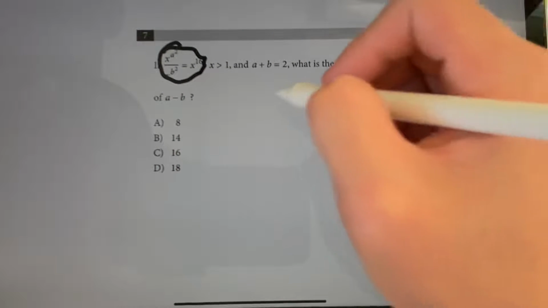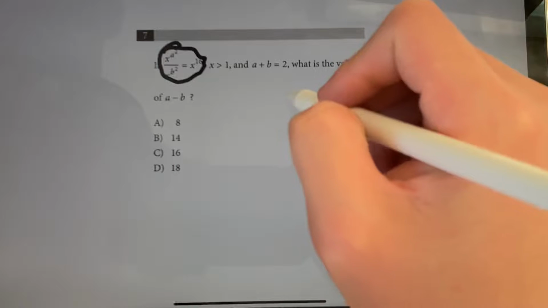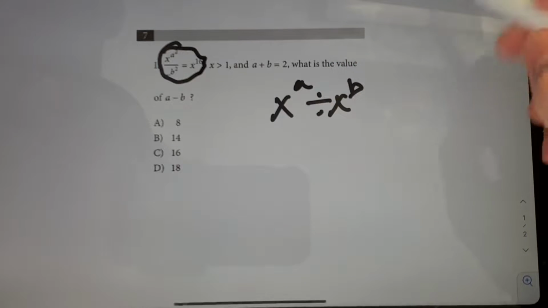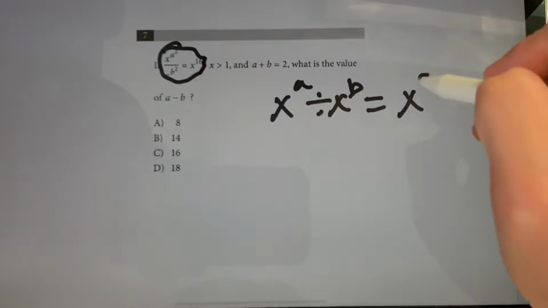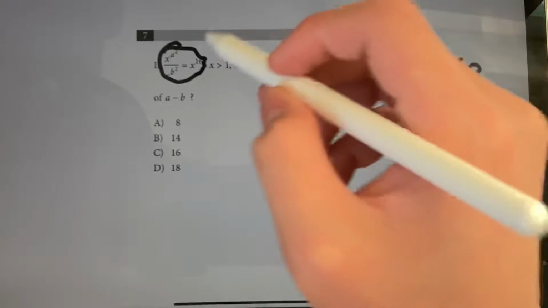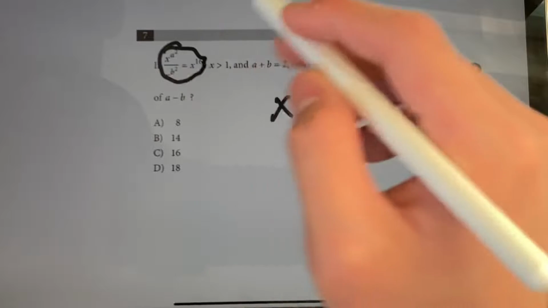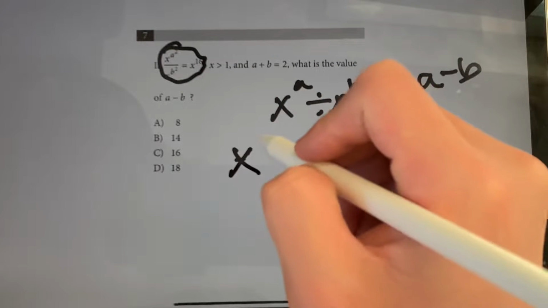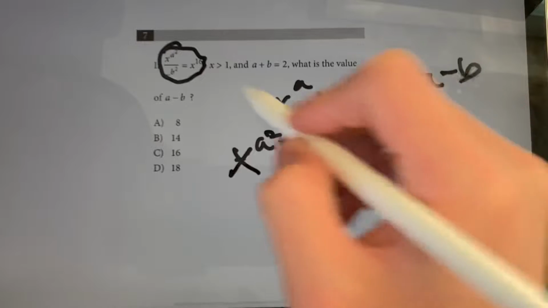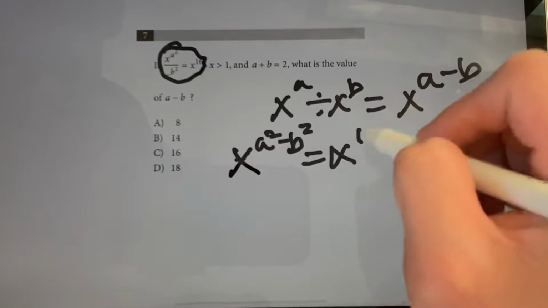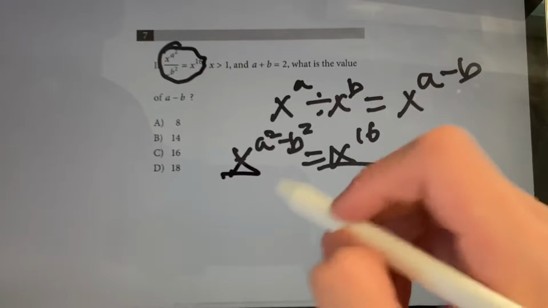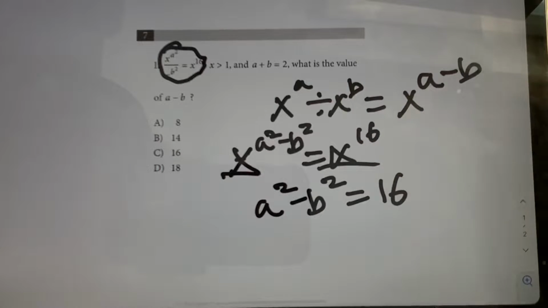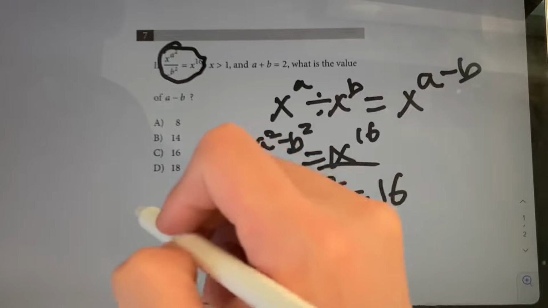So we have to remember the rule where if we're dividing exponents, so let's just say x to the a divided by x to the b, all we have to do is subtract them. So this is equal to x to the a minus b. So in this case, x to the a squared over x to the b squared, all we have to do is subtract them, giving us x to the a squared minus b squared. That's all equal to x to the 16. So in this case, because both our bases are the same, we get that a squared minus b squared is equal to 16.